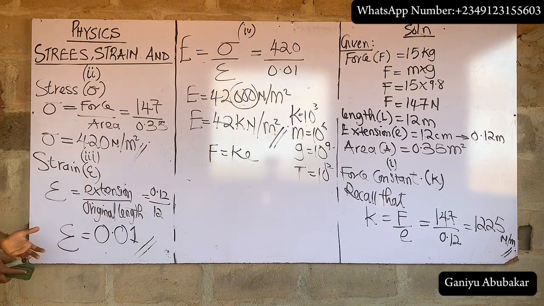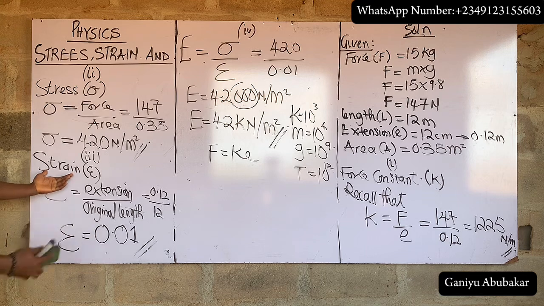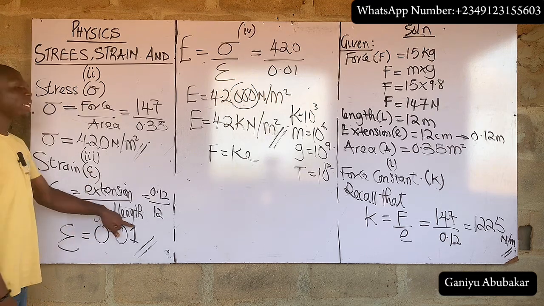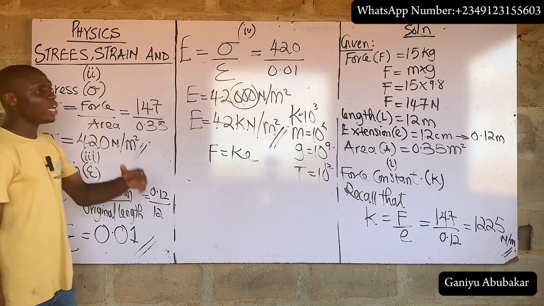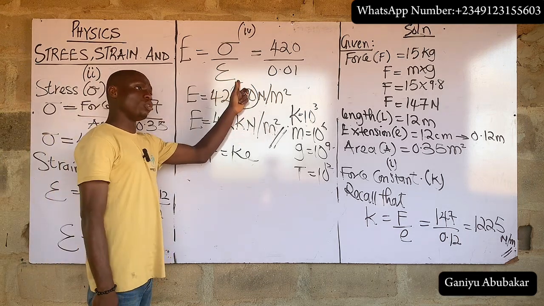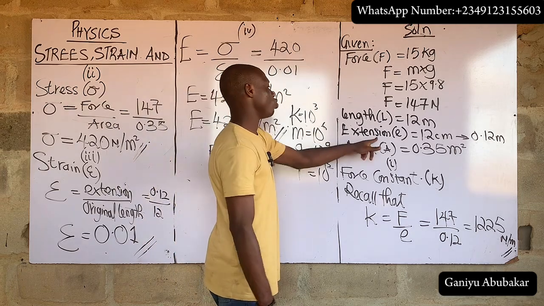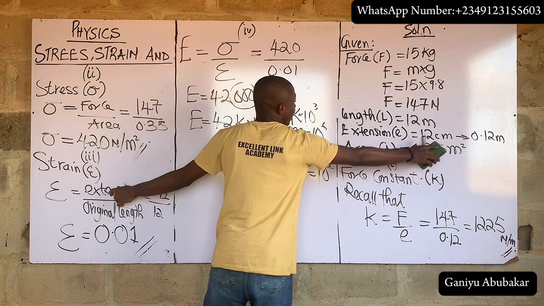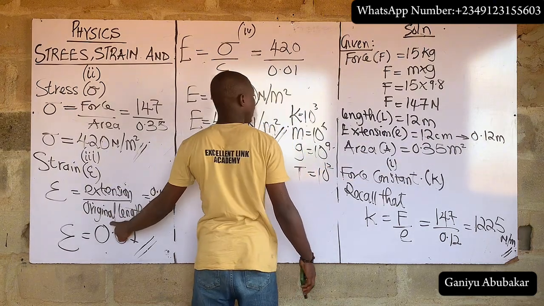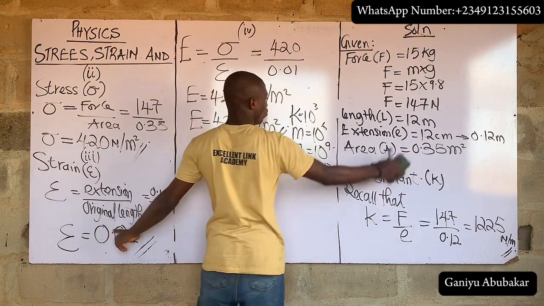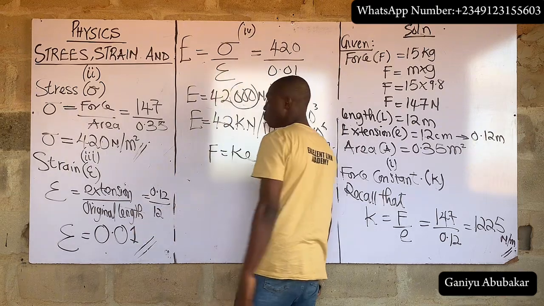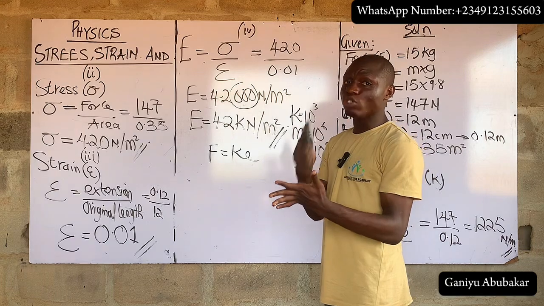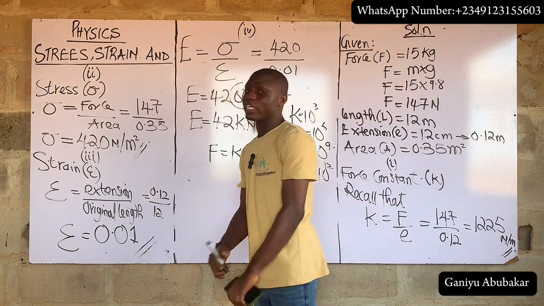Third question says calculate for strain. Recall that we said strain is extension or deformation over original length. When I gave you the expression, I used the word deformation, but in this question we're given extension, so I'll use the word extension over original length. What's extension? That's 0.12. What's original length there? Original length is 12 meters. So divide these two, I'll have 0.01. Of course, we said strain has no SI unit. Please don't put meter here. It has no SI unit.